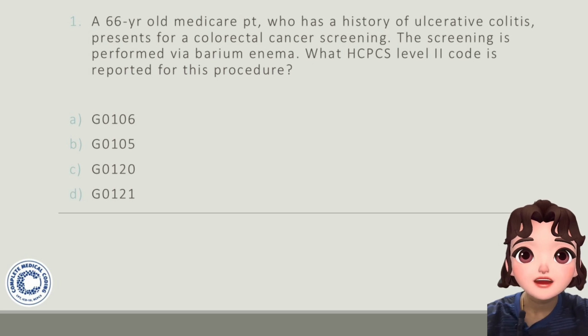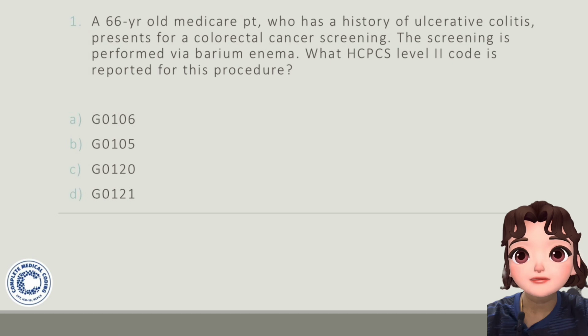What is option C? G0120, colorectal cancer screening, alternative to G0105, screening, colonoscopy, barium enema. Yeah, this is colonoscopy. Screening is performed via barium enema. Yeah, colorectal cancer screening means colonoscopy. Screening colonoscopy. For the code G0106, it is screening sigmoidoscopy.